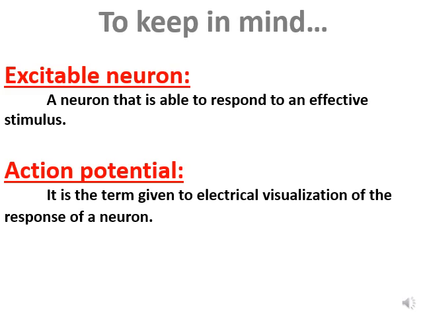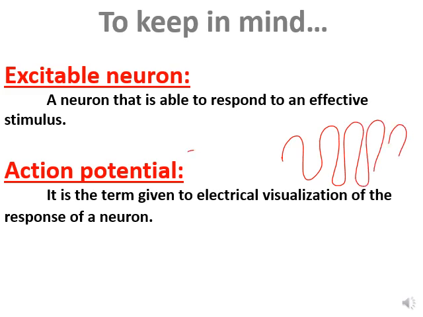Action potential is the term given to the electrical visualization of the response of the neuron. For example, and this will be explained in more detail in the coming videos, in the electrocardiogram, you see the heartbeat going to be like this. So these are the action potentials. Whenever it's flat like this, there is no action potential, meaning that you are dead.